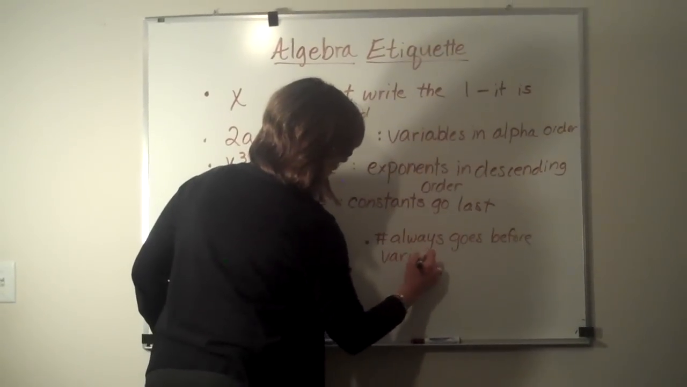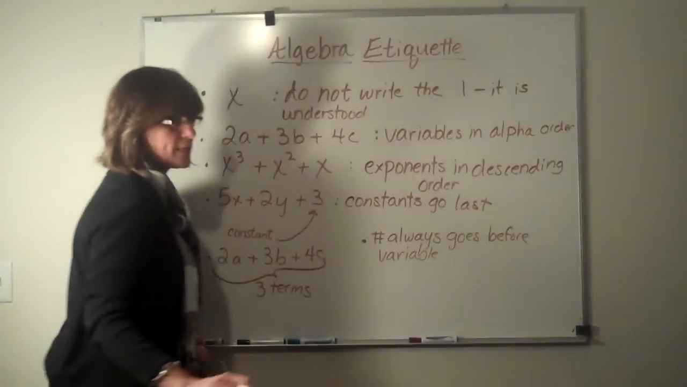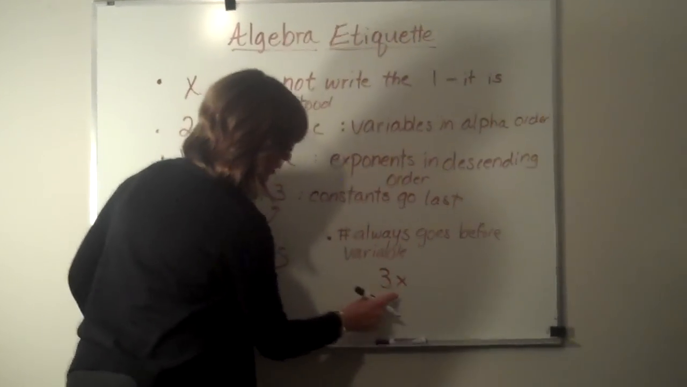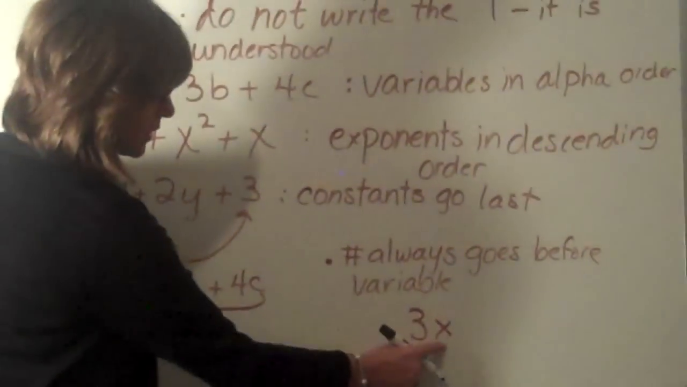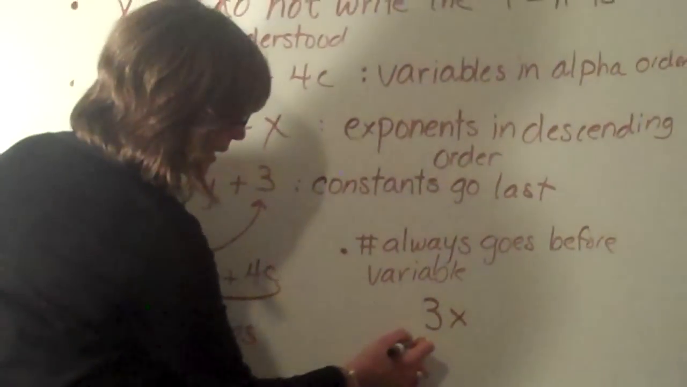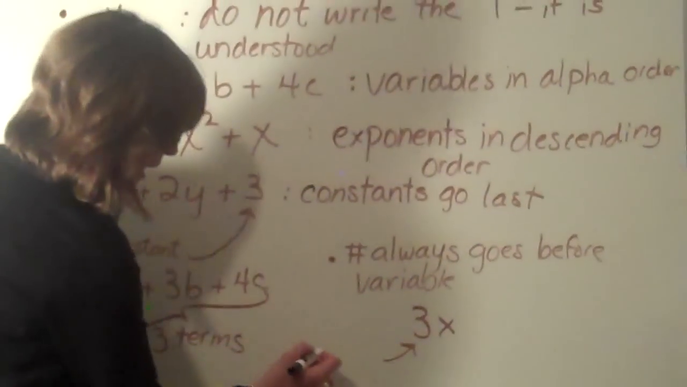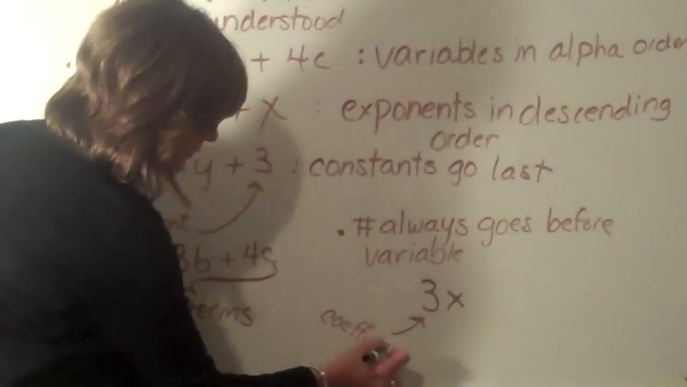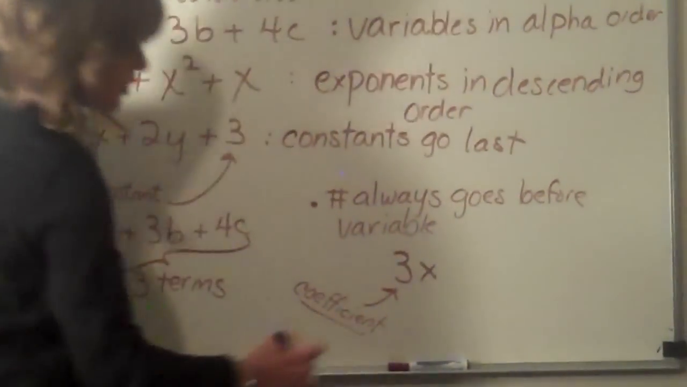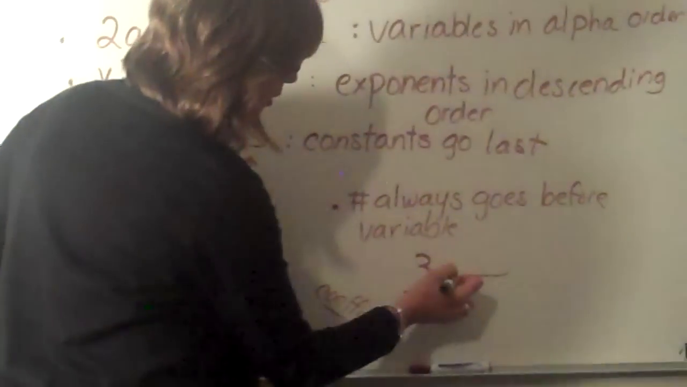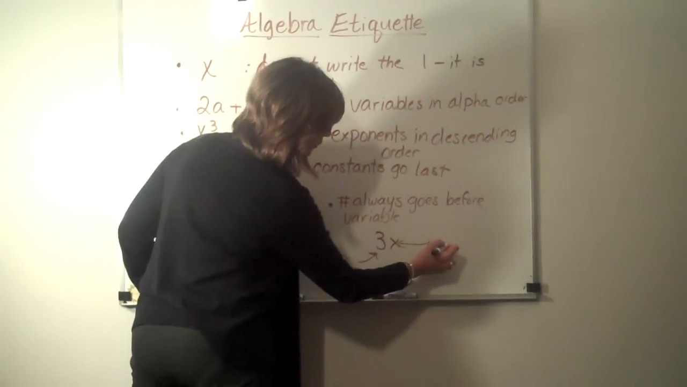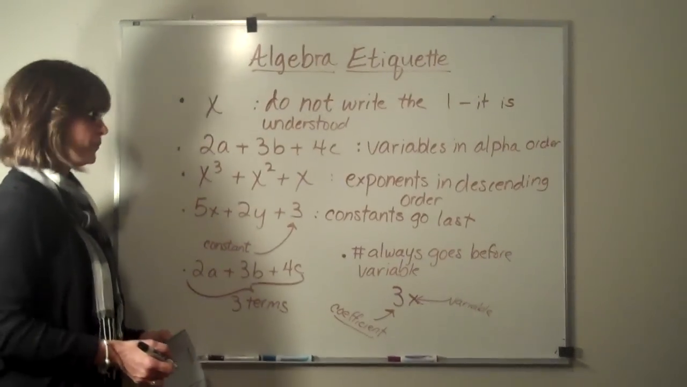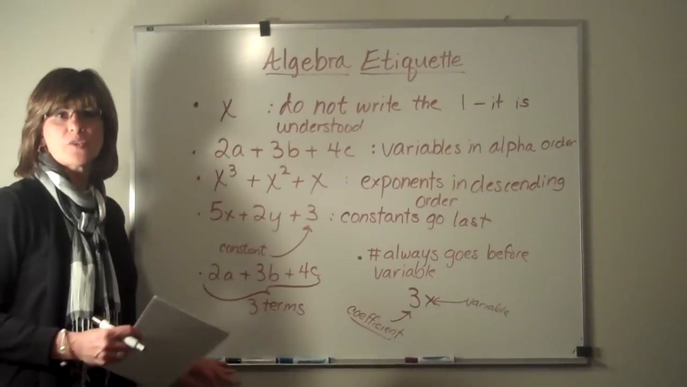Okay, the last thing is that the number always goes before the variable. And this is something that in the beginning you all make that mistake where you say x3 instead of 3x. So the number is always going to go before the variable, and the number when it's next to a variable is called a coefficient. So the coefficient always goes before the variable. And the variable we've already talked about is the letter that represents a number. So that's our little bit of algebra etiquette.